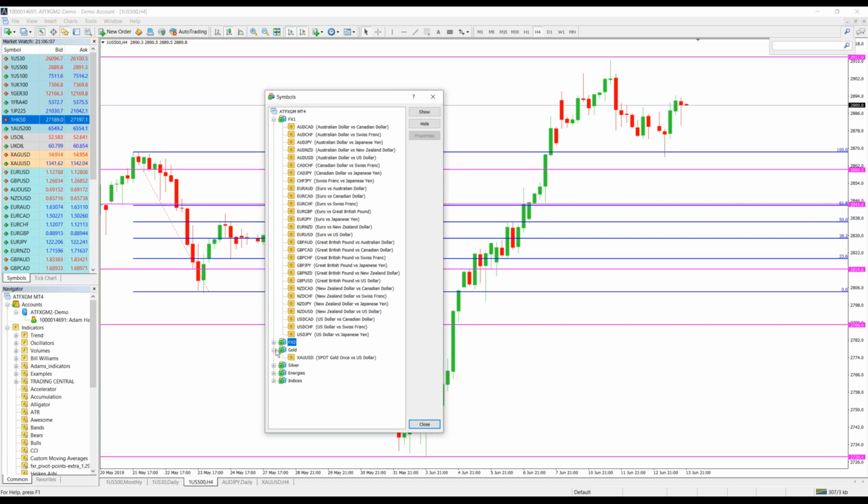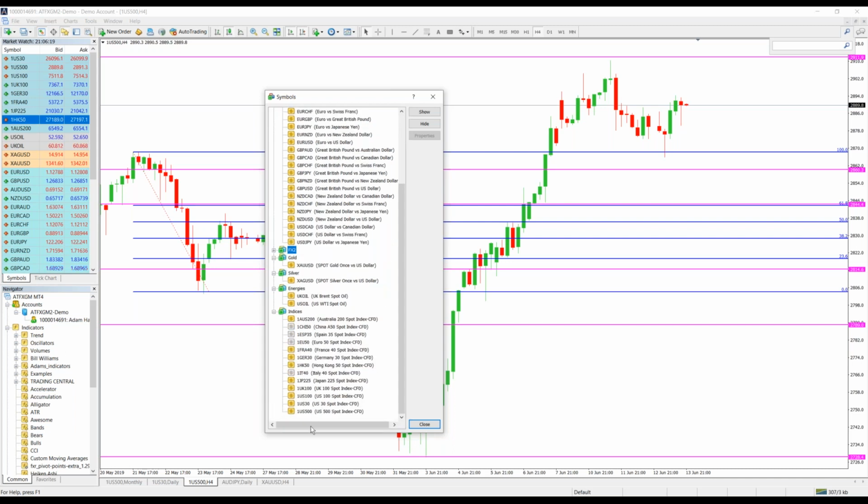Then, of course, what I do is add in commodities. So I'll have in gold, silver, a couple of energies as well, UK oil and US oil, Brent and WTI, which is West Texas Intermediate, and also a few indices. So there's a nice variety of different markets to have a look at, different financial instruments to trade.